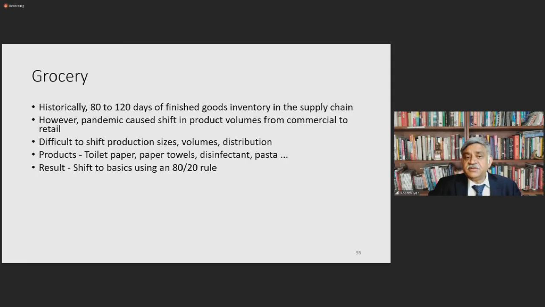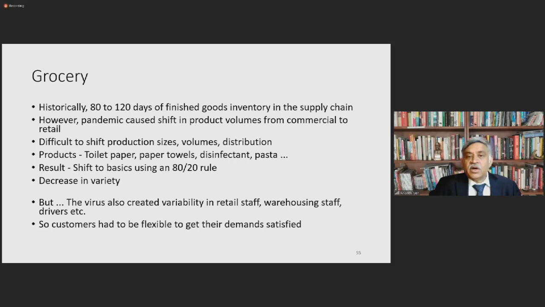A lot of companies shifted to the 80-20 rule. Let's make the basics, decrease the variety. This happened for toilet paper, paper towels, disinfectant, pasta, etc. But the virus also created variability in retail staff, warehousing staff, drivers, etc. And this is really where we saw the public starting to get worried about what was going on.